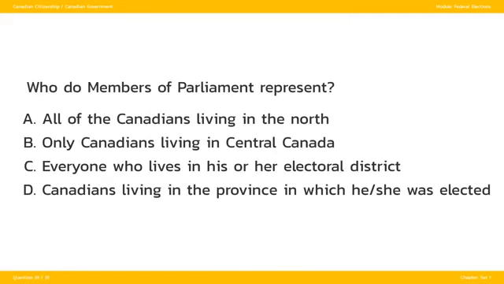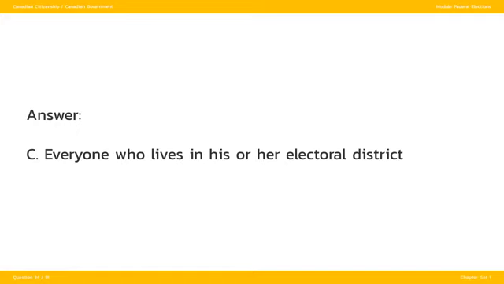Who do members of Parliament represent? A. All of the Canadians living in the North. B. Only Canadians living in Central Canada. C. Everyone who lives in his or her electoral district. D. Canadians living in the province in which he or she was elected. The answer is C. Everyone who lives in his or her electoral district.